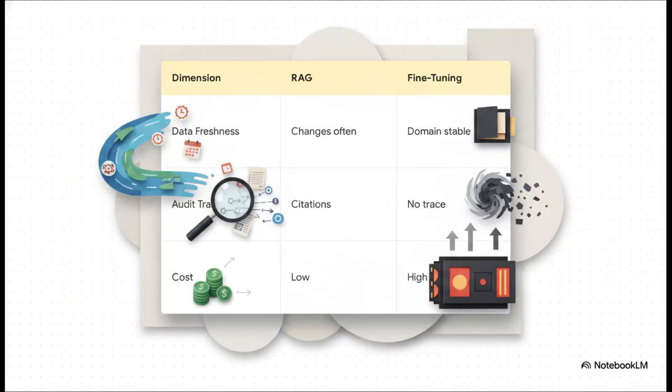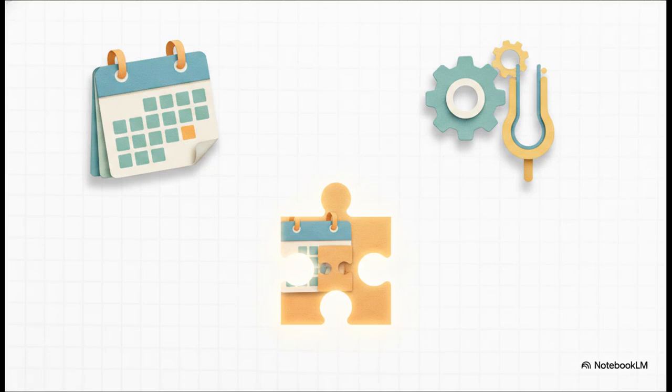Consider the decision matrix aggregated from Scalar and Future AGI. You might even want to save these rules. Notice data freshness. If your data changes daily, RAG is for sure the only way to go. Then look at the audit trail. RAG gives you exact citations pointing back to your source documents, whereas fine-tuning leaves absolutely no trace. And finally, computational cost. RAG is incredibly cheap because you're just generating embeddings, while fine-tuning requires really heavy, super expensive GPU training. So let's distill all this down into 3 practical rules you can take away today.